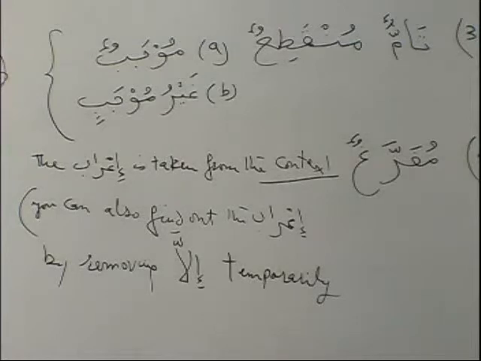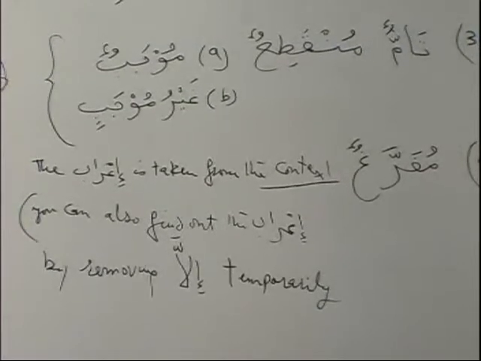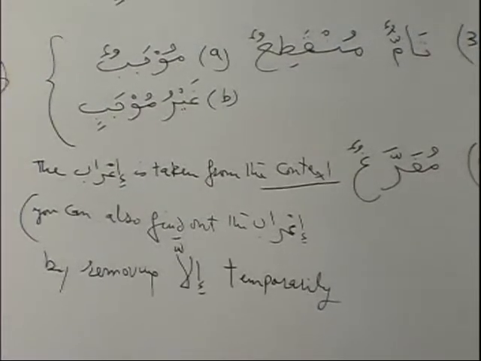For the time being, to figure out the i'rab, it means illa is not there, but it is there. But in order to find out, you remove illa temporarily. Okay, brothers and sisters, this is the easiest way of figuring out. Here the mustasna does not have a fixed i'rab. It takes the i'rab, it dissolves in the sentence.